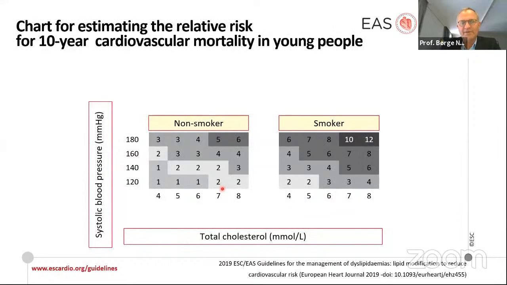For very young people, there's also this chart that doesn't take age into account. But if you have a young person and you want to convince them to do something about preventing cardiovascular disease, then you can do this on a relative scale. So if you compare a young person, for example, with a total cholesterol of 6, a systolic blood pressure of 160, who is a smoker, then that person has 6 times as high risk of dying of cardiovascular disease as this person down here, the non-smoking, 120 systolic blood pressure and 4 in total cholesterol. Very good for young people.